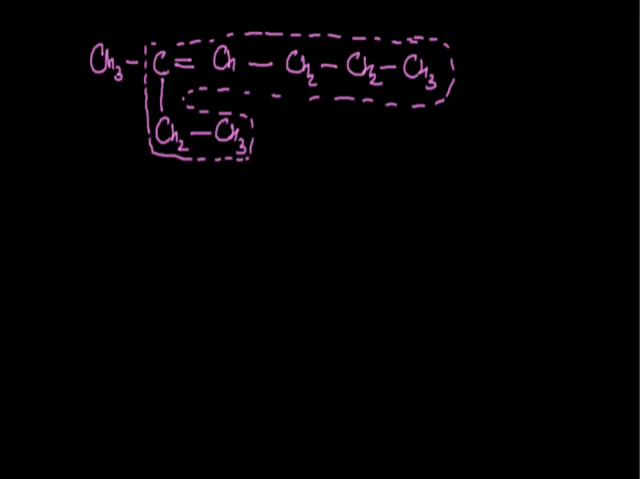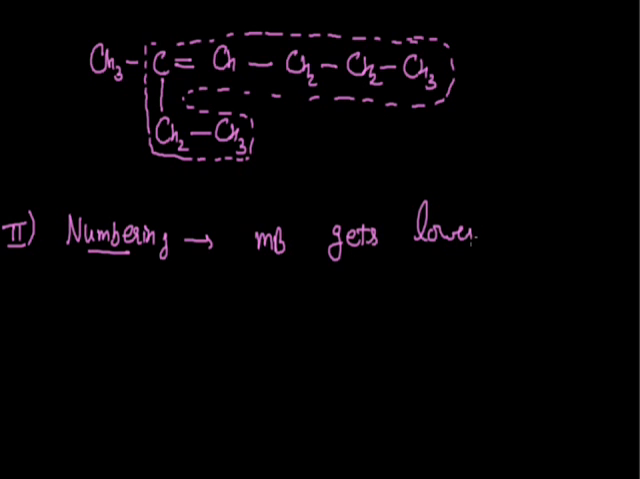So now, after the selection of parent chain, we will move to the second rule, which is essential for the nomenclature of any organic compound, that is numbering of this compound. So the second step for the nomenclature is numbering. In the case of alkenes and alkynes, numbering starts from that corner end of the parent chain from where the multiple bond gets lowest number. This multiple bond may be alkene or may be alkyne, but it should get lowest number.